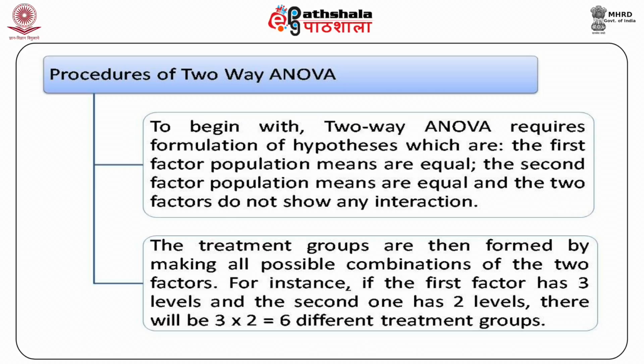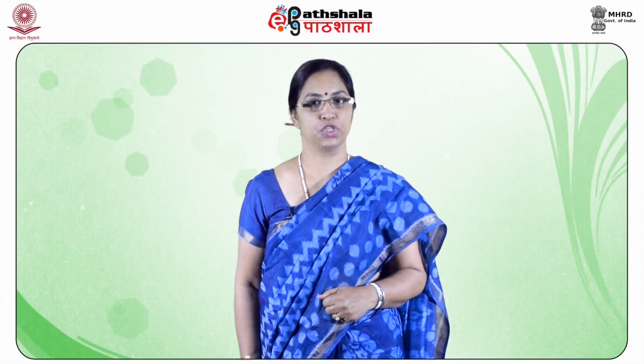To begin with, two-way ANOVA requires formulation of hypotheses, which are: the first factor population means are equal, the second factor population means are equal, and the two factors do not show any interaction. The treatment groups are then formed by making all possible combinations of the two factors. For instance, if the first factor has 3 levels and the second one has 2 levels, there will be 3 into 2, that is 6 different treatment groups. For instance, one can assume the treatment of a particular psychological disorder.